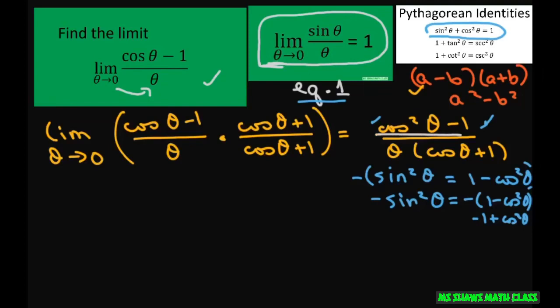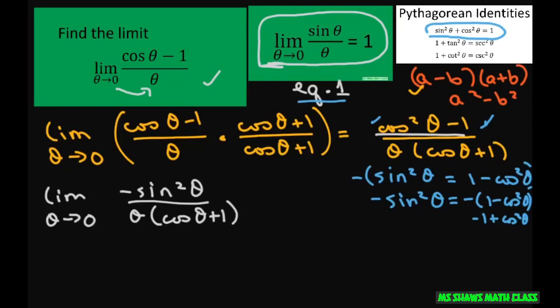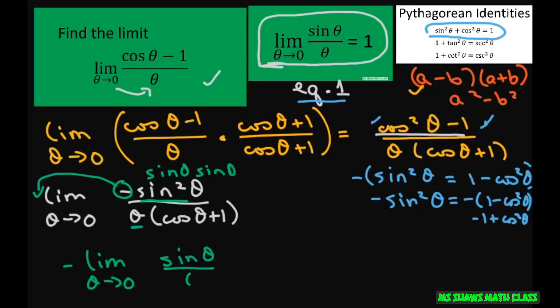And so I'm going to rewrite my numerator. Let's write limit as theta tends to 0, and that's going to be negative sine squared theta divided by theta times cosine theta plus 1. Okay, the next step is I'm going to pull this negative in front of my limit, and then I'm going to break up my sine squared as sine theta times sine theta. So what we're going to get is negative limit as theta tends to 0 of sine of theta divided by theta, times sine of theta divided by cosine theta plus 1.